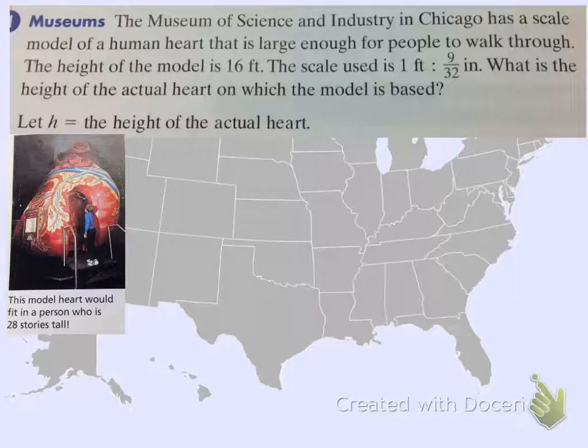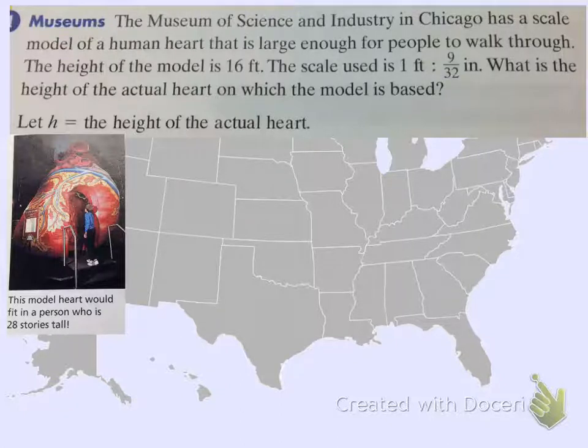The Museum of Science and Industry in Chicago has a scale model of a human heart that is large enough for people to actually walk through. That's pretty crazy. Look, this little kid walking through it. That's about as tall as y'all are. All right, the height of the model is 16 feet high, which is 6 feet above a basketball goal. The scale used is 1 foot to 9/32 inches. So not quite 1 inch, not even half an inch. What is the height of the actual heart on which the model is based?